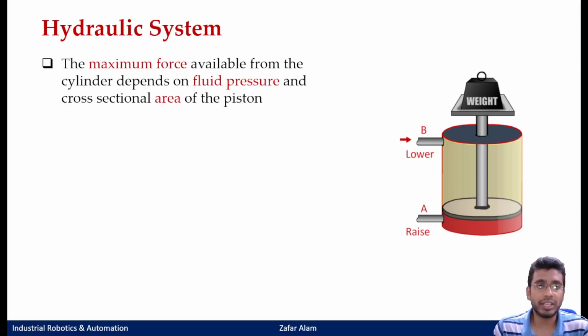Okay, so the maximum force available from the cylinder would depend upon what? First, your fluid pressure, and second, the cross sectional area of the piston, because F equals P into A, right? So your force is basically a product of pressure and area. One is your pressure, and the second is the cross sectional area of the piston. So if you have a higher load that is to be lifted, you can increase the fluid pressure, or similarly you can increase the piston area to lift that.